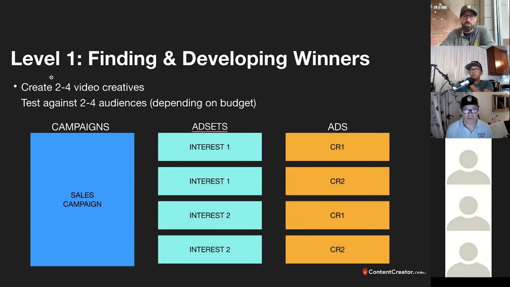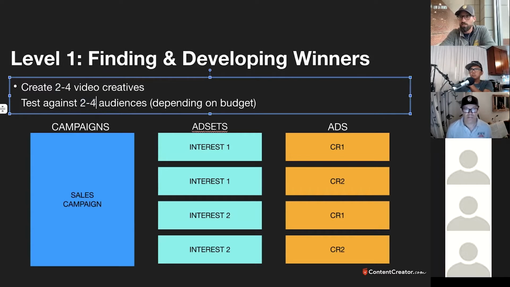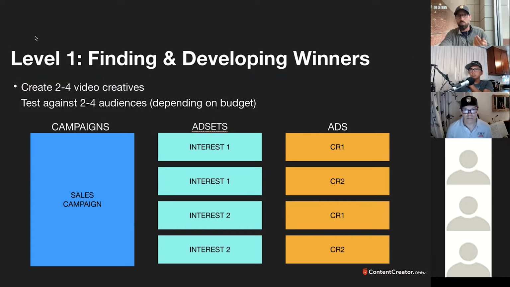Perfect. Okay. So it could be bigger than that, right? It all depends on budget. If you guys have a smaller budget, it's most likely going to be just 2 videos against 2 audiences. If you're running like 3,000 to 5,000 out the gate, maybe you're doing 4 different video creatives and 4 different audiences. Okay. But this is where I would recommend most campaigns starting. This is as basic as it gets.